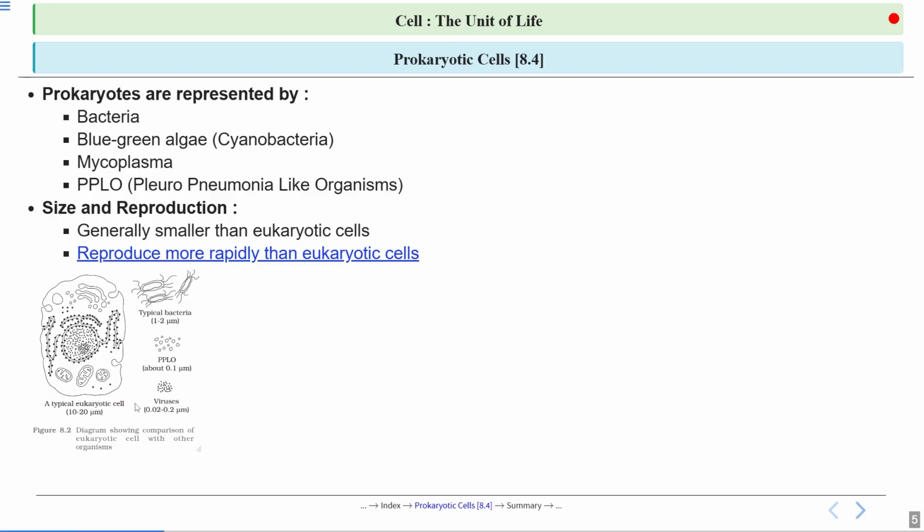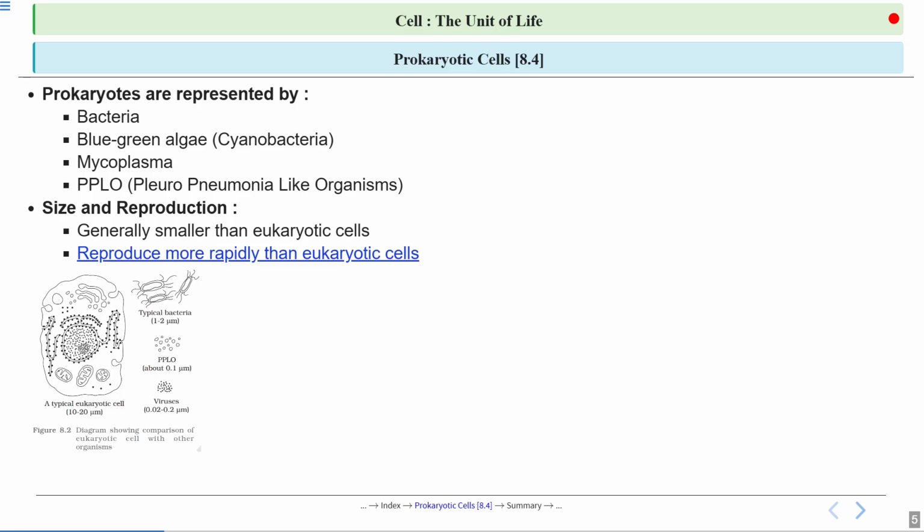Now these images on the right hand side, what are they showing you? This is the typical bacteria you can see. The size is 1 to 2 micrometer. Then PPLO, what is the size? About 1.1 micrometer. Then you have viruses. What is the size of a virus? 0.02 to 0.2 micrometer. So viruses are even smaller than bacteria.